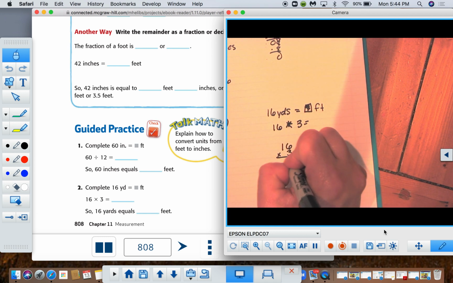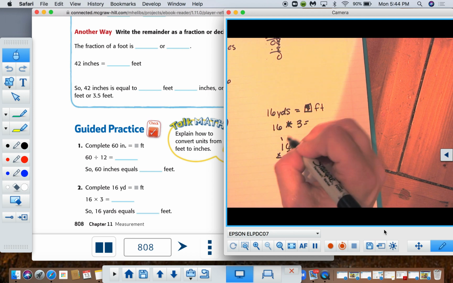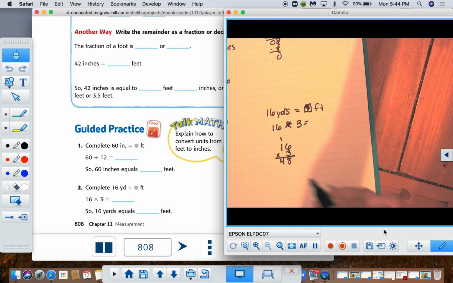3 times 6 is 18. 3 times 1 is 3, plus 1 is 4. My answer is 48. So 16 yards is equal to 48 feet.